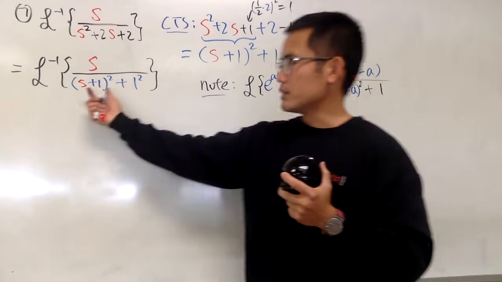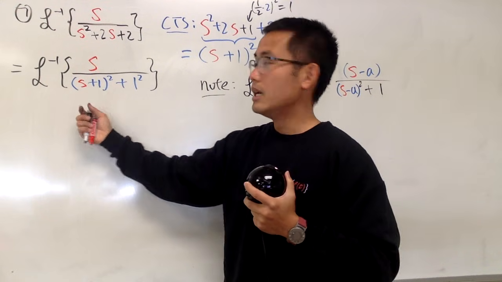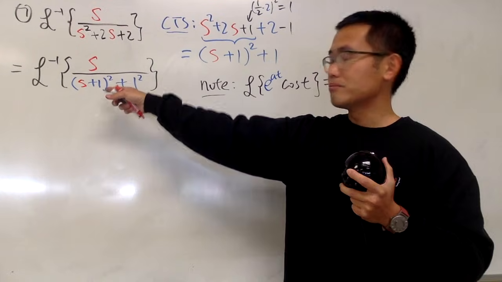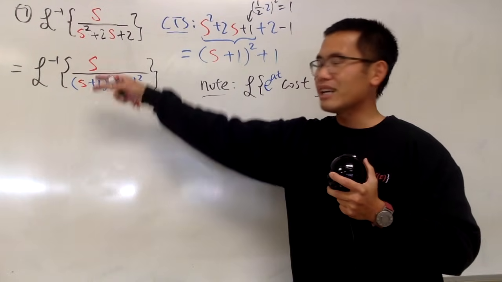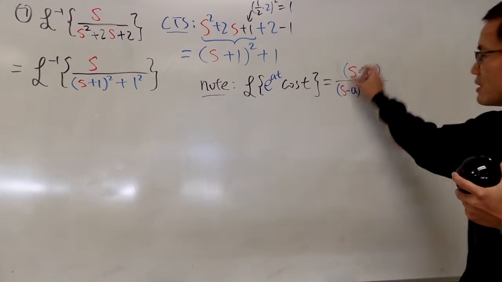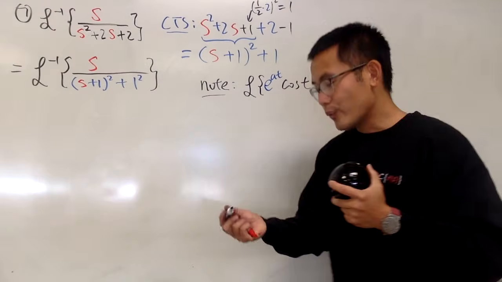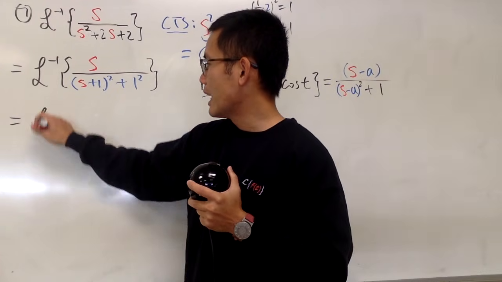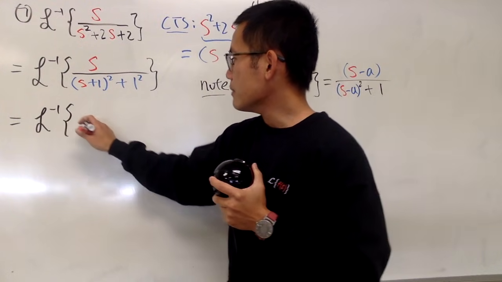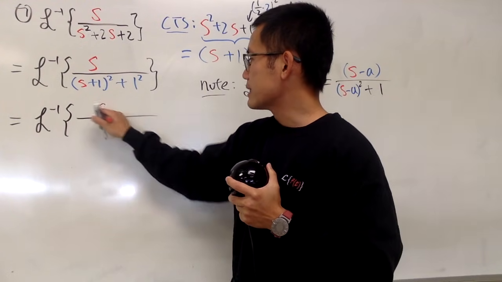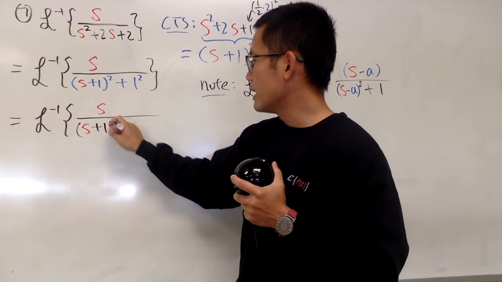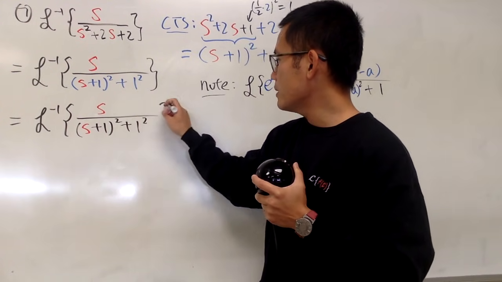This right here matches that a is negative 1. On the top, I don't have the plus 1, right? This is s plus 1. I need to match it so that I can do this, right? So we'll do what we did earlier. Write this down again. So here we have the inverse Laplace. On the top is still s. On the bottom, let me just write it as s plus 1 squared plus 1 squared.